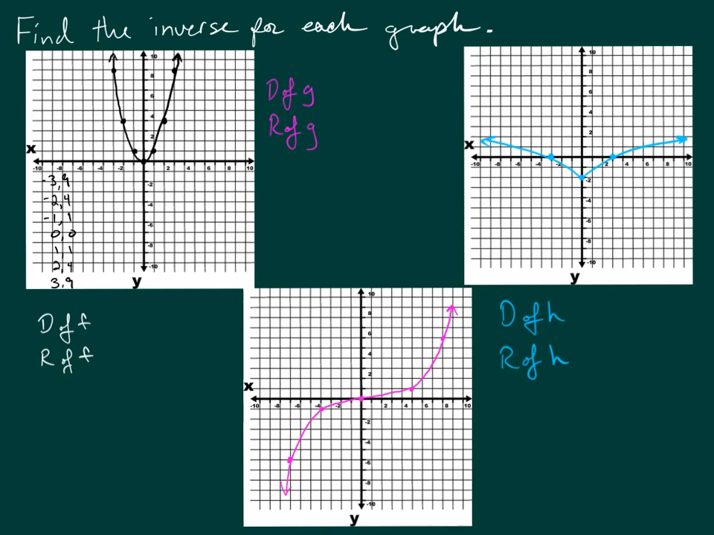So what do you do with all of these? Well, the big idea with finding an inverse is that you swap x and y. So all of these first numbers are x's, all of these second numbers are y's. You just swap them. So the inverse points become 9, negative 3, 4, negative 2, 1, negative 1, 0, 0, 1, 1, 4, 2, and 9, 3.